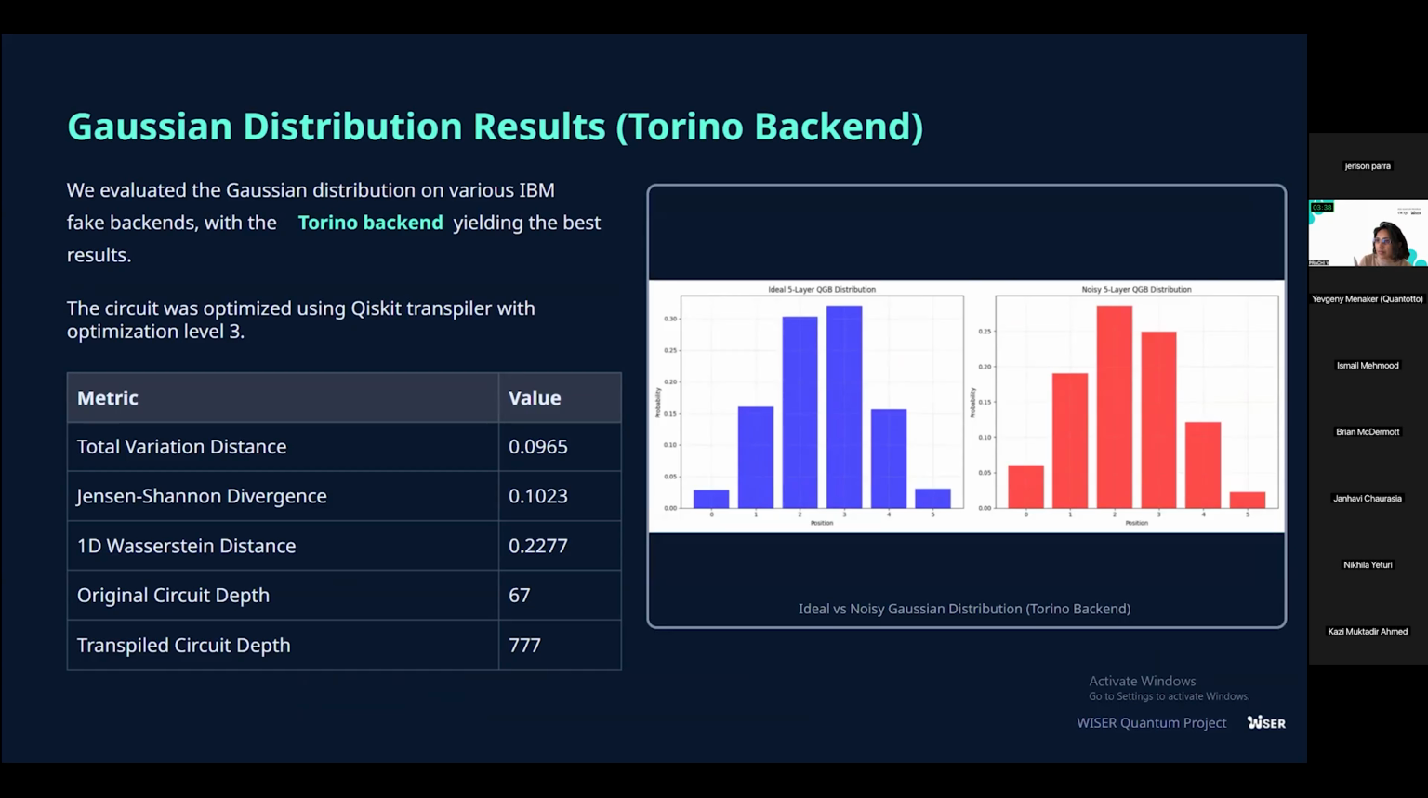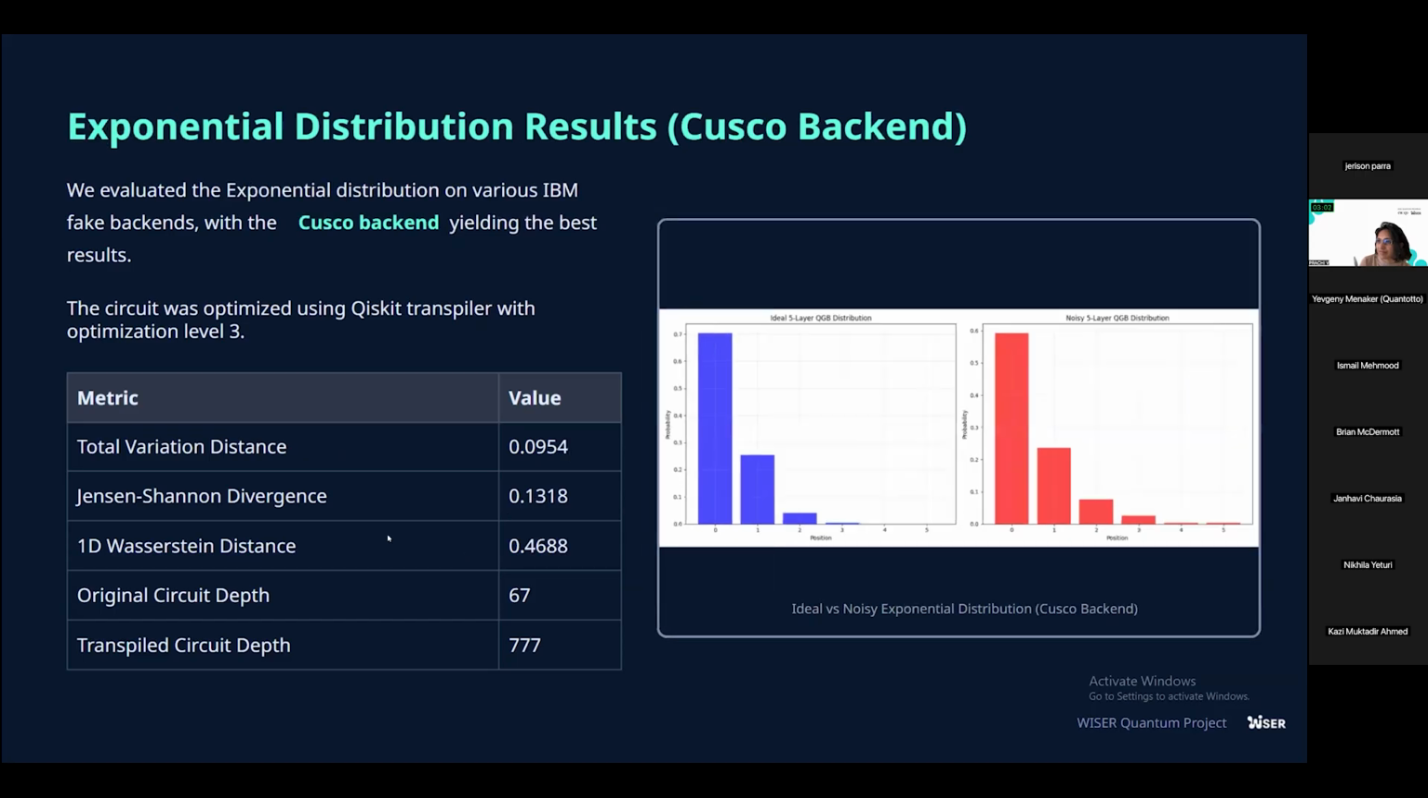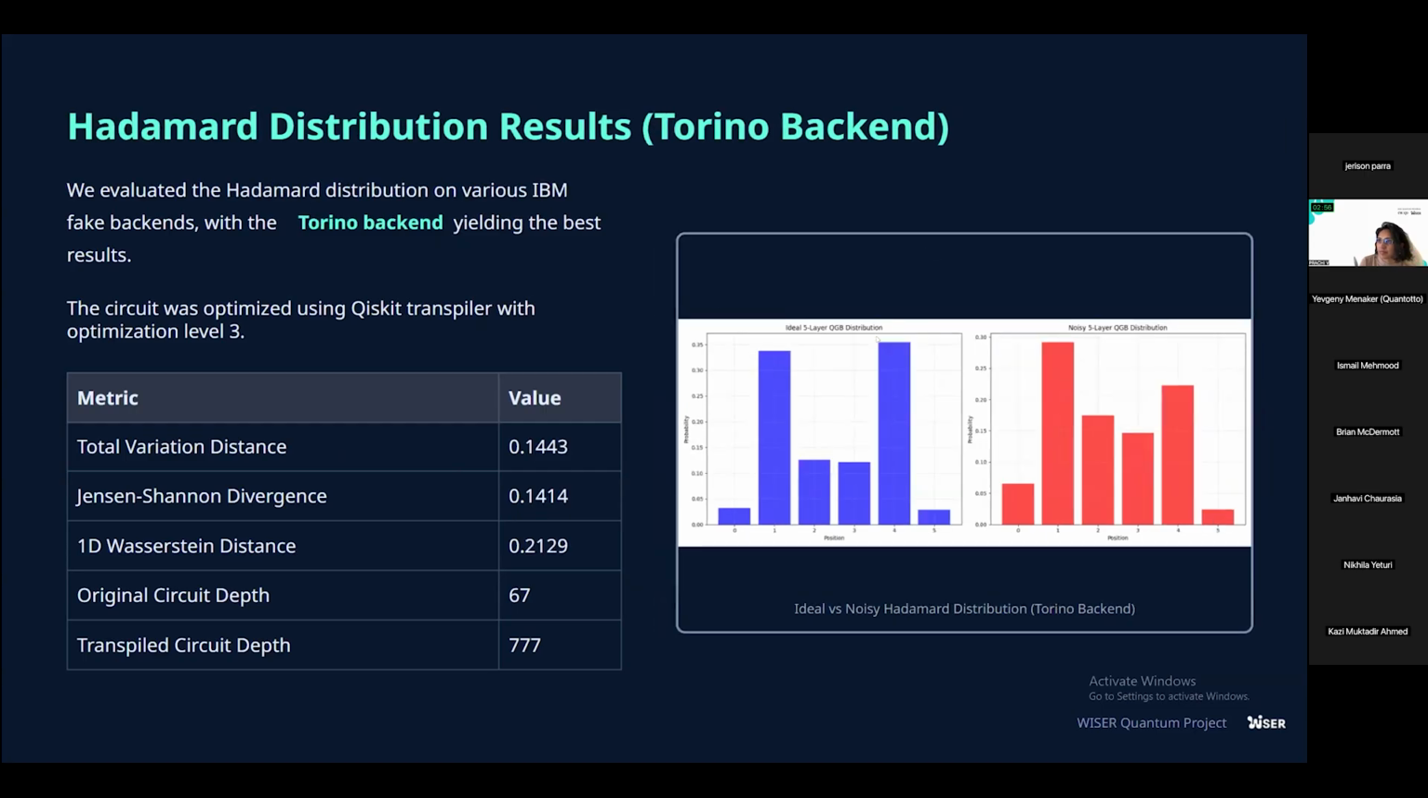We measured three different distribution distance metrics: total variation distance, Jensen-Shannon divergence, and 1D Wasserstein distance. For Gaussian distribution, we got 0.0965 on TVD. For Jensen-Shannon divergence, we got 0.1023, and for 1D Wasserstein distance, we got 0.2277. We also got similar values for exponential distribution and Hadamard distribution.